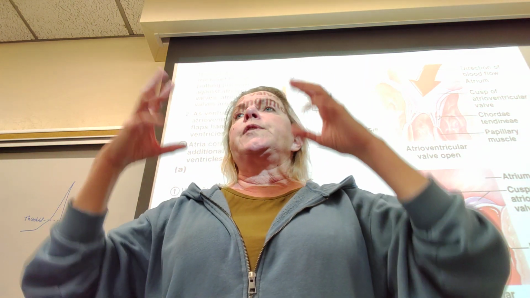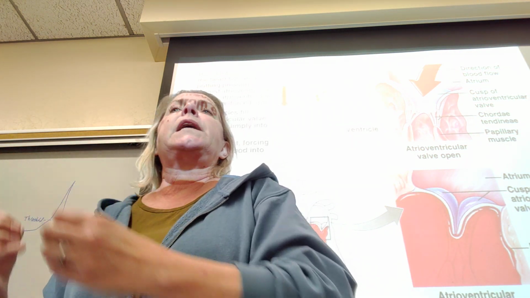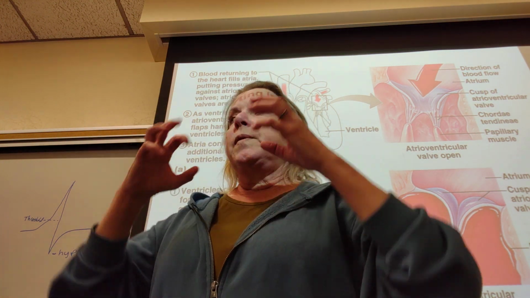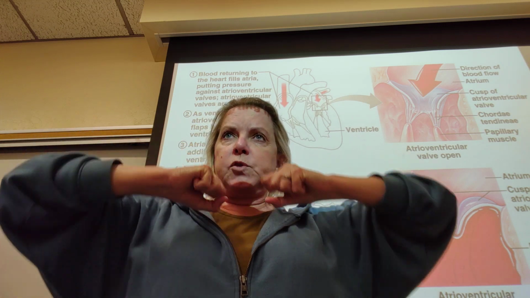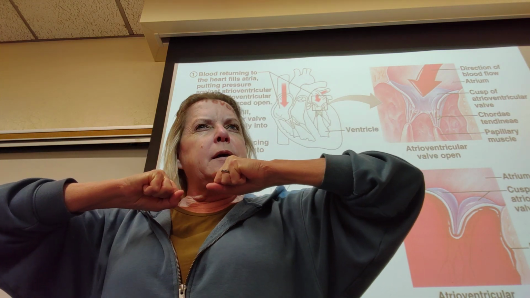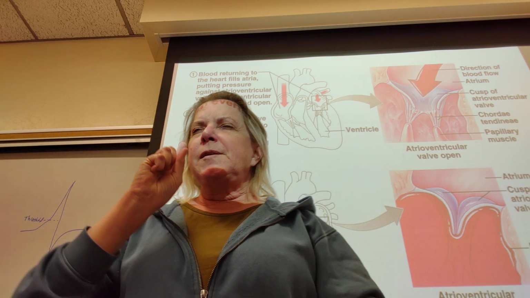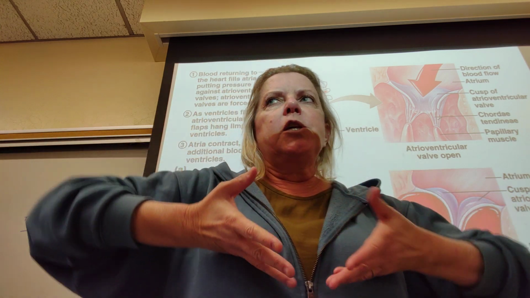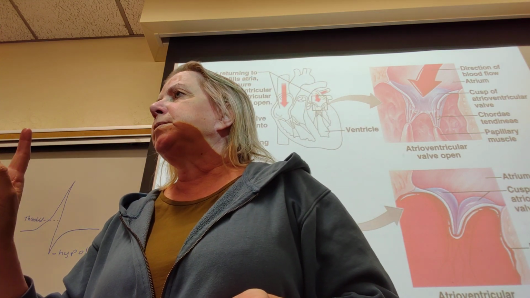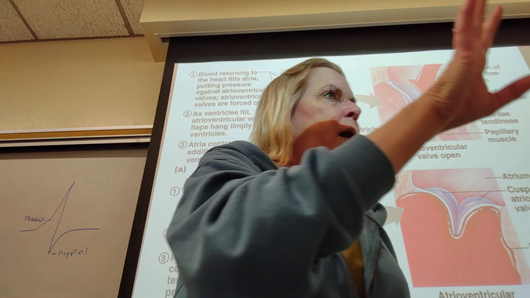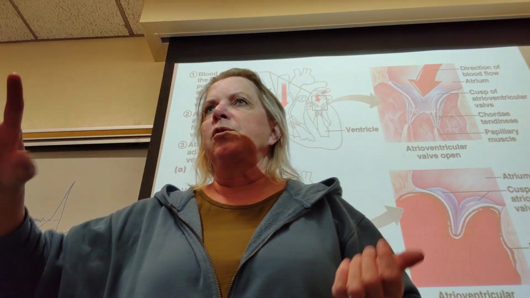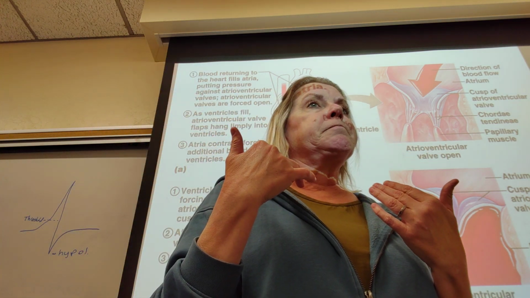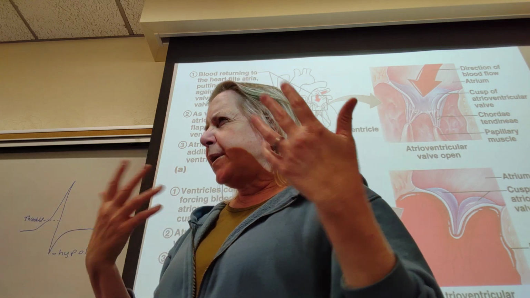Now, the atria are now going to have their electrical event. And that means they're going to contract. And when they contract, they're going to push a little extra more blood down into the ventricles. Let me say that again another way. 80% of ventricular filling is passive. No action potential, no contraction, just blood flowing from high pressure to low. Passive.